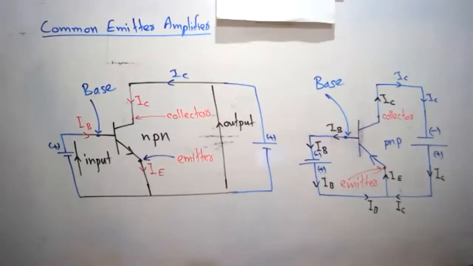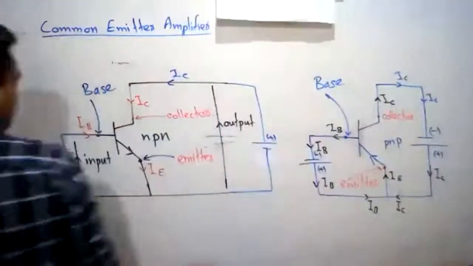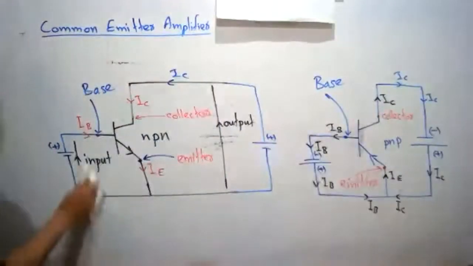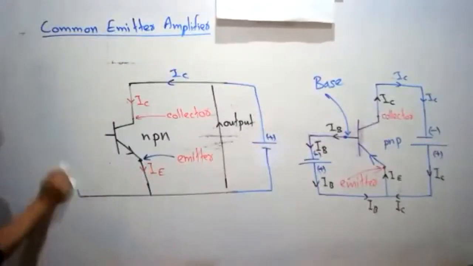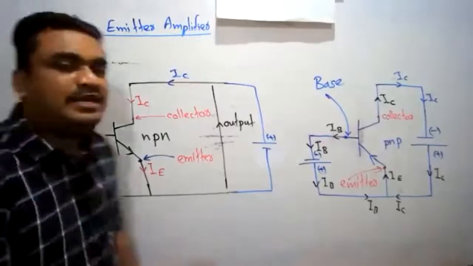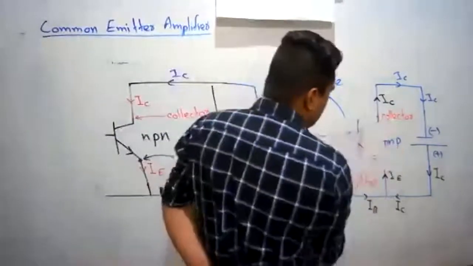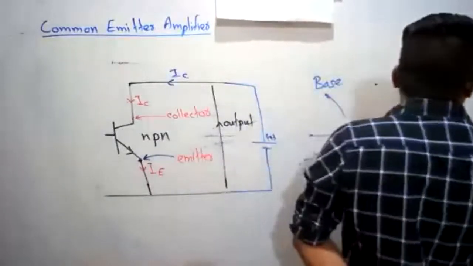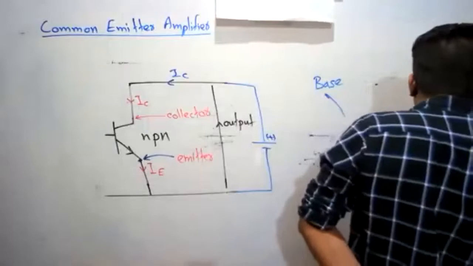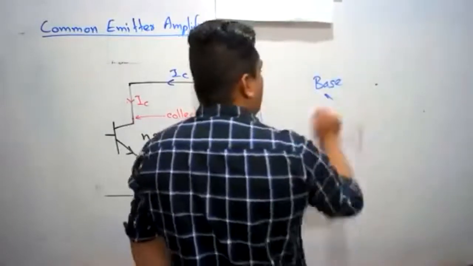Now I'll draw the circuit diagram. Look at the board here. Right. So we use common emitter configuration, and normally we use an NPN transistor. Can you tell me the reason for us to use NPN transistors in amplifier circuits?